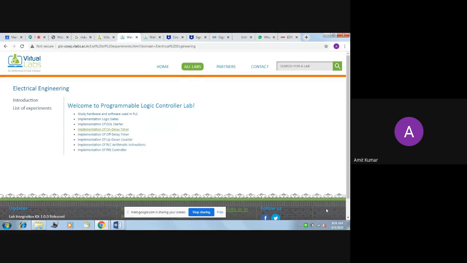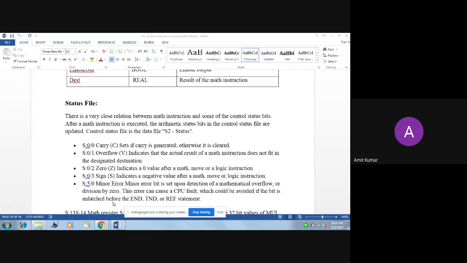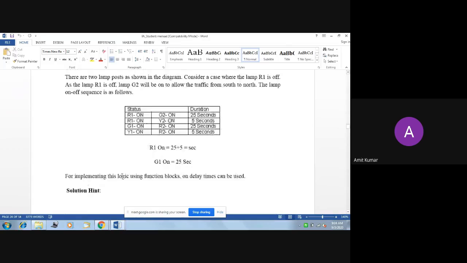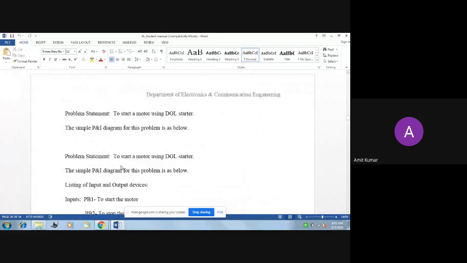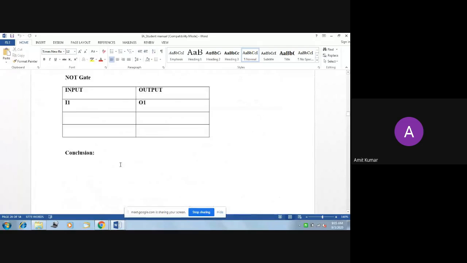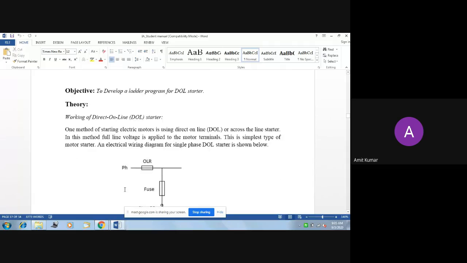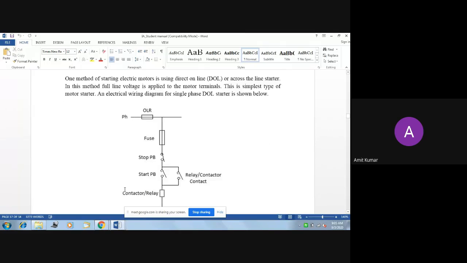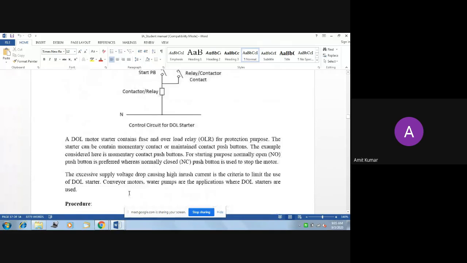So today we are going to perform the fourth experiment. We have completed three experiments. The first experiment was implementing different gates using PLC. The second experiment was traffic light controller. The third experiment is dual starter. So we have completed these three experiments.